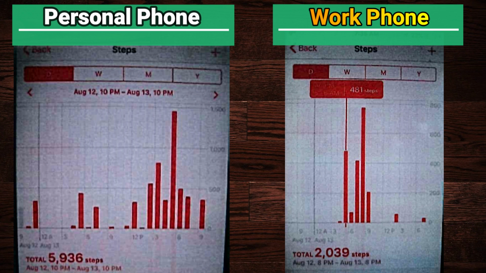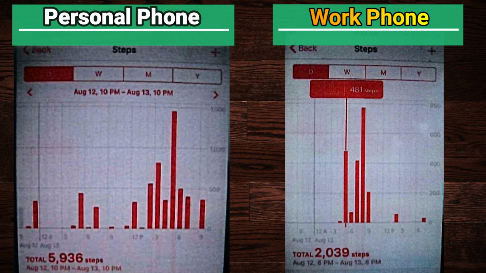And then from 8 to 9, well, 7 to 8, okay. First of all, I just want to point out the reason they look so different is because on his personal phone, they're in increments of 500, you can see on the graph, and on the work phone, they go up by 200, as you can see. I just want to point that out real quick.